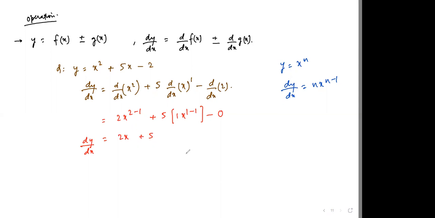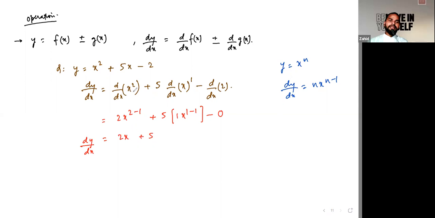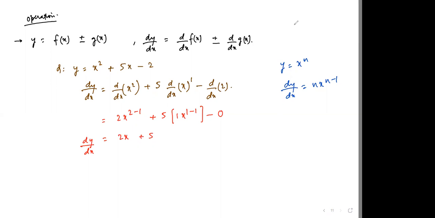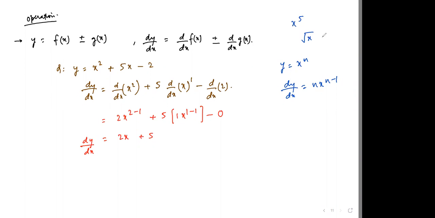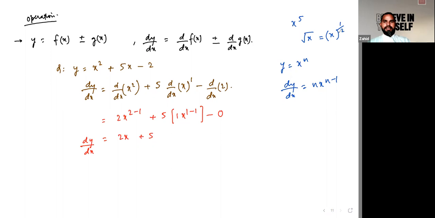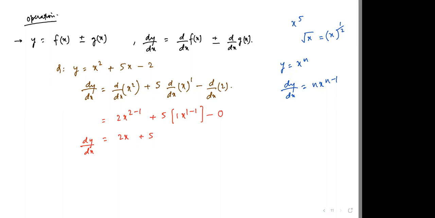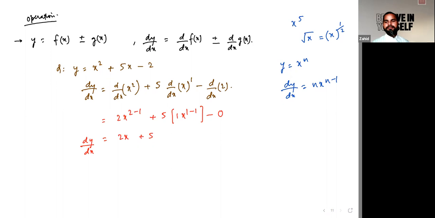How will I know which is n? n is nothing but the exponent of the given expression. Okay, sir. Let's say we have x raised to 5. What will be the value of n? 5. In this case, we may write a root as x raised to half, so n would be just half. Okay, sir. Ifra, is it clear? Yes, sir.